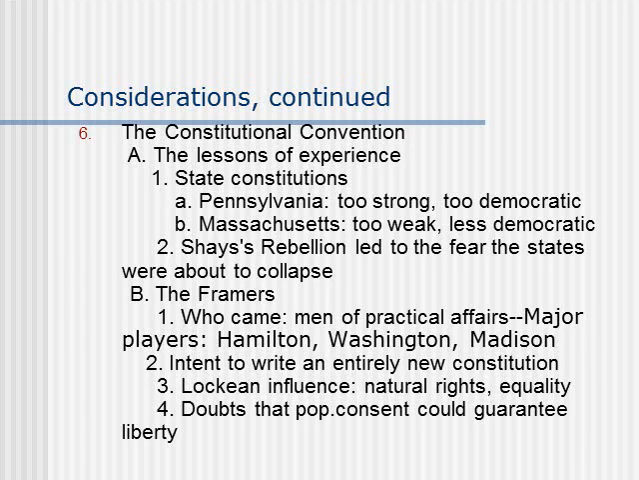But the framers who came to the Constitutional Convention, or Philadelphia Convention, major players: Hamilton, Washington, Madison. Their intent was to write an entirely new constitution. Fairly quickly, it became clear that that was the intent. Early on, there were two plans that were proposed, the Virginia plan and the New Jersey plan.